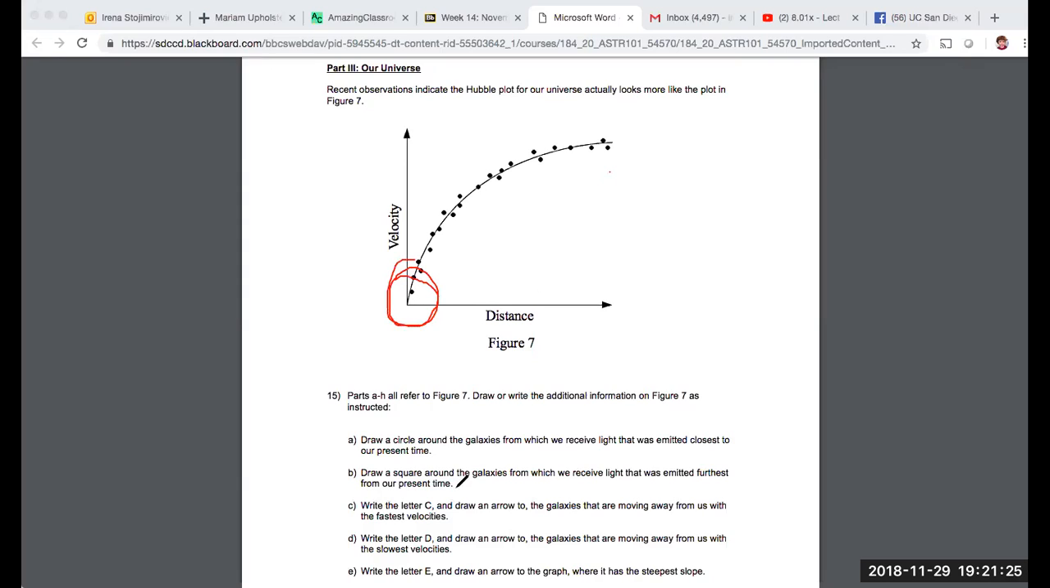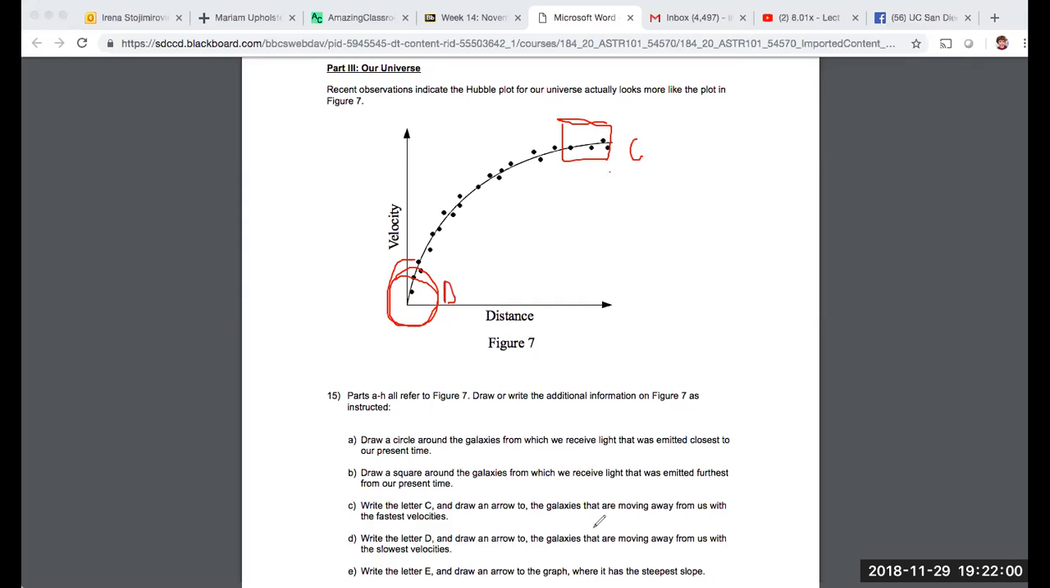Okay, and so that means then square around the galaxies from which we receive light that was emitted farthest from our present time, that would be here, right, at the other end. Yes. Okay, good. C? Write the letter C and draw an arrow to the galaxies that are moving away from us with the fastest velocities. The square. Yes, very good. That's just like reading the graph, right? They move really fast, okay? And then we have D over here, right? Okay, next one.